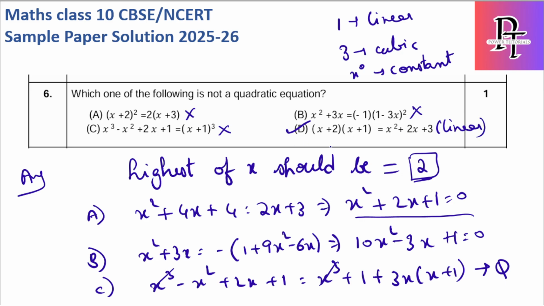Hence the option is D. Okay, so I'm just writing the first terms here. X square, here the x square is there, so these two will get cancelled out. Remaining will be 2x plus x, 3x, and plus 2 will be there, and here 2x plus 3, so somewhere you'll get an x minus 1 kind of equation. Okay, so hence the fourth option is linear, which is not a quadratic equation.